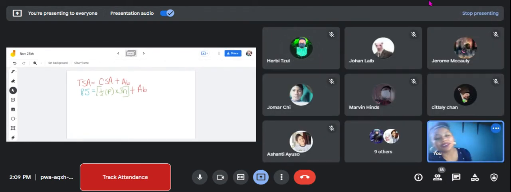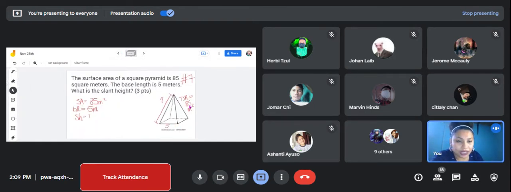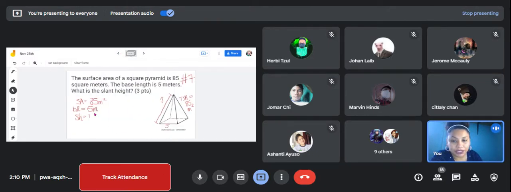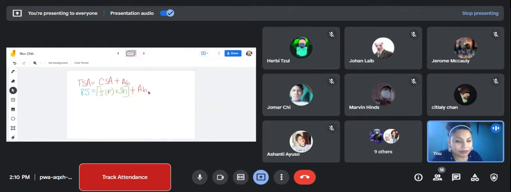Okay, so now, the only thing that the question gives me here is the total surface area, which I have substituted into my question, but it also gives me the 5, which is the length of the base. Nothing in this formula has length of the base, but it does have perimeter of the base and it has area of the base. Can I use that 5 to find the perimeter and the area? Yes or no? Yes, miss. Yes, very good.